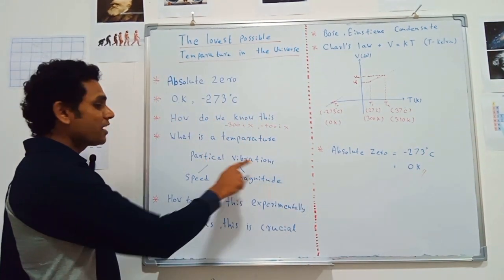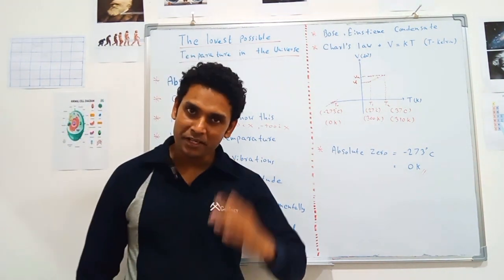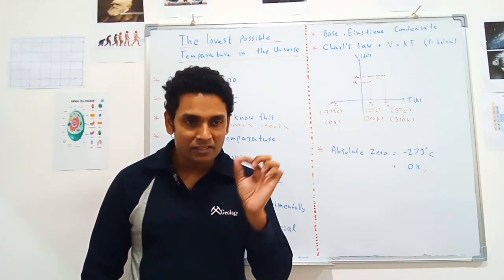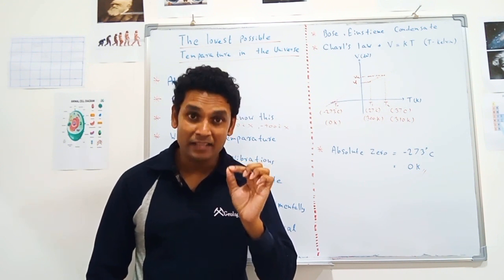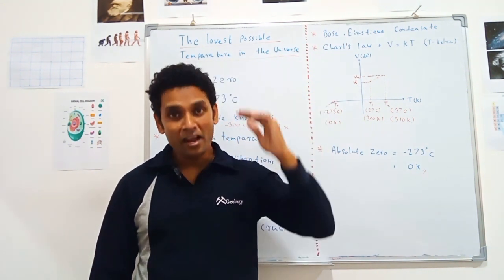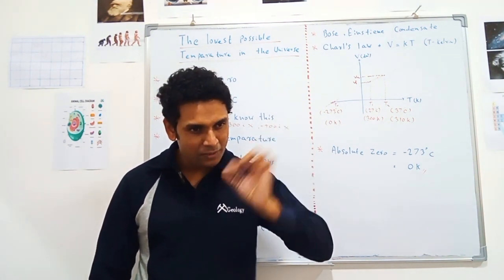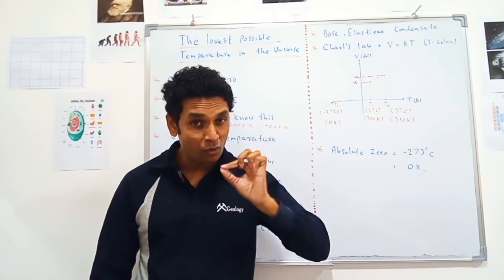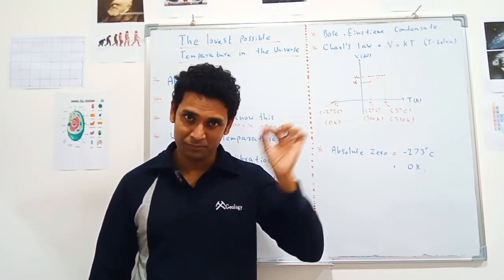The particle vibration has two things, the speed and the magnitude. At low temperatures, the particle vibrations are slow, with low speeds and low magnitudes. But as the temperature goes up, at high temperatures, the particle vibration has fast movements, fast speeds and high magnitudes.